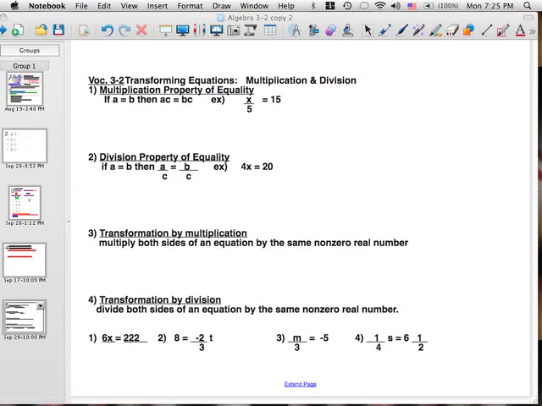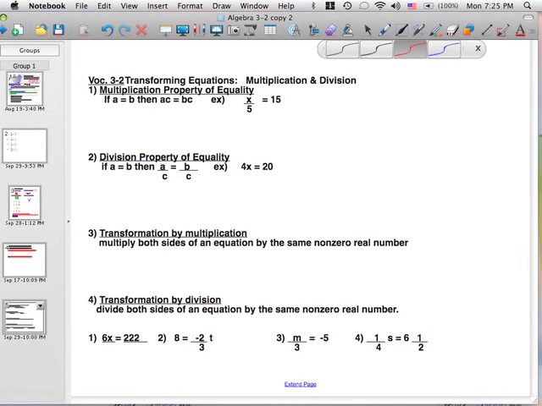The multiplication property of equality allows us to multiply both sides by the same number and keep the equation equal. So if I wanted to solve this equation, x over 5 equals 15, by the multiplication property of equality, I can multiply both sides by 5, and the 5's cancel out, so I get x equals 75.